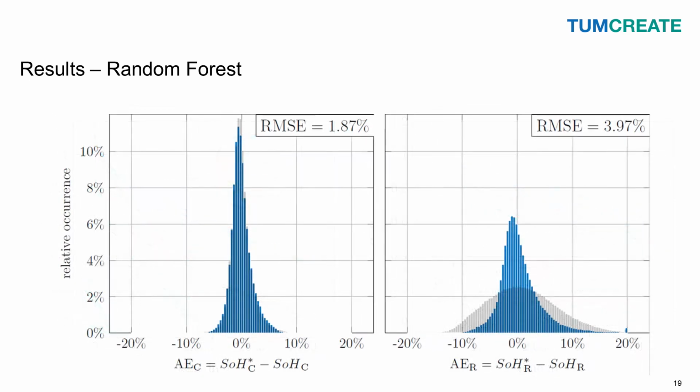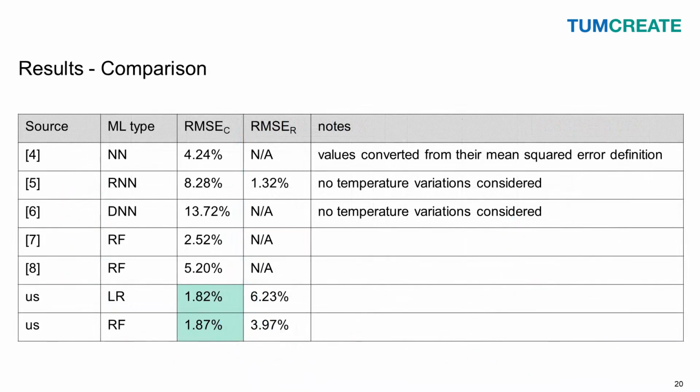And we can also see this in our error bars here. On the left side, the SOHC is almost the same, slightly worse than linear regression, but for the SOHR, we're way better. So we can see the random forest approach performs better than easy linear regression in that regard.